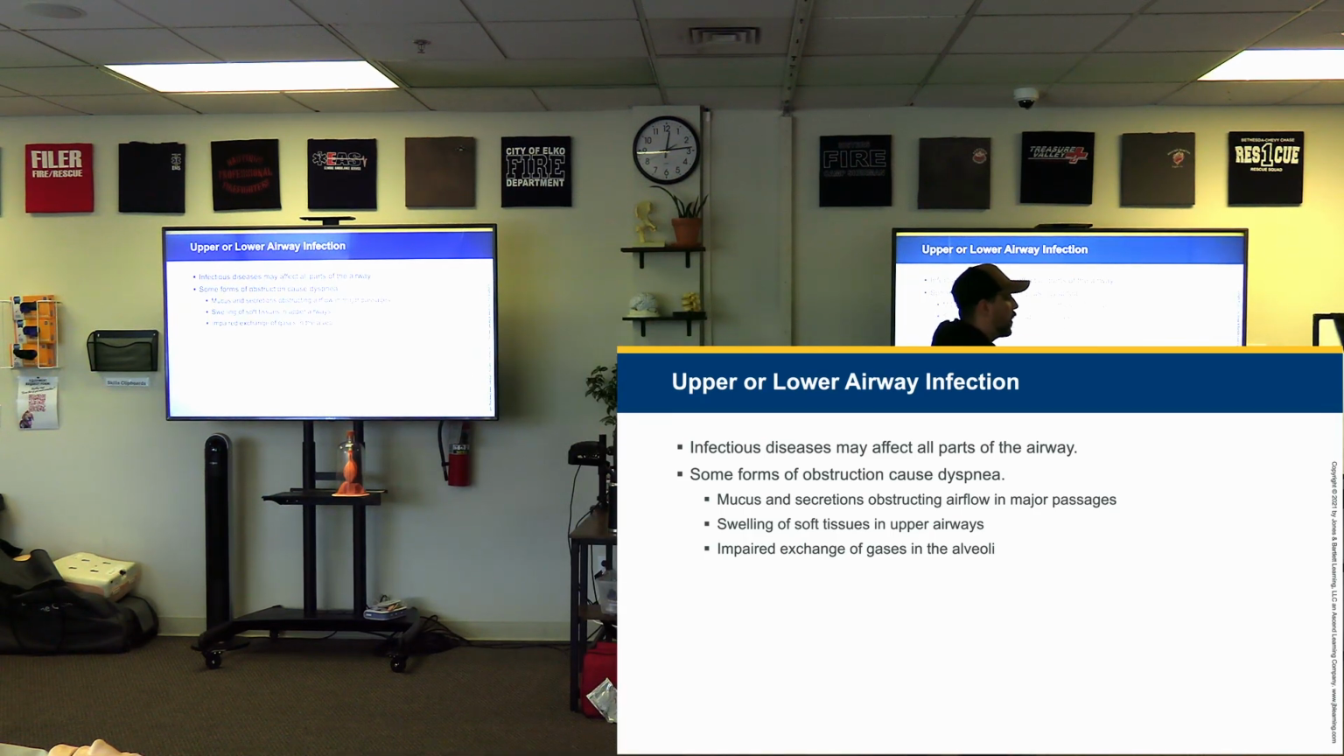Or is it an issue of, well, they can bring air in, but for whatever reason, we can't exchange that gas. We can't use it. Okay, so keep that in mind. Now, anyway, infectious diseases may affect all parts of the airway. Some forms of obstruction will cause dyspnea.